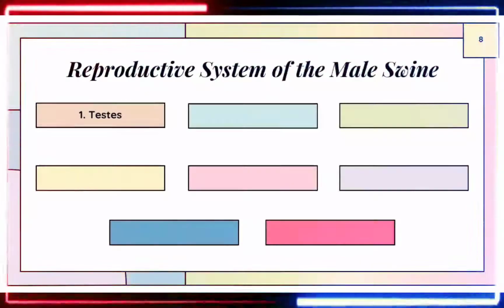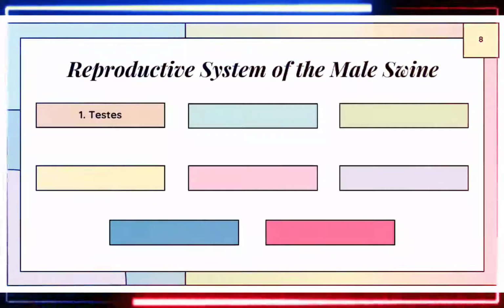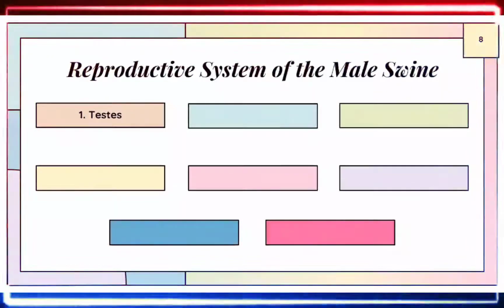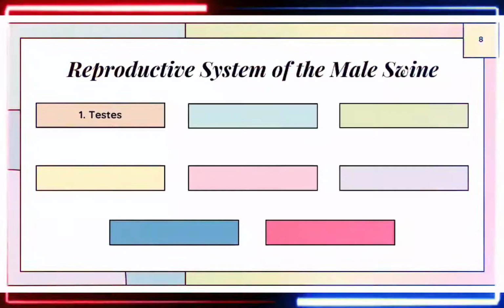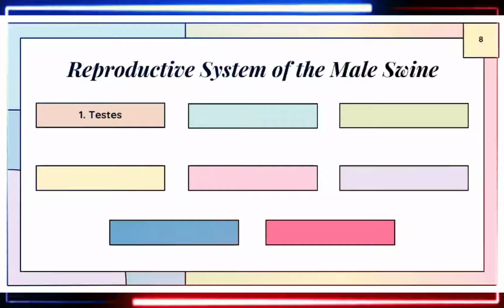The two main functions of the testes are to produce sperm cells and the male sex hormone testosterone, responsible for the development of male secondary characteristics such as muscular development, aggressiveness, and libido or sex drive.